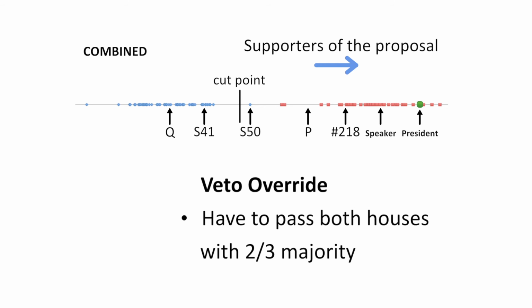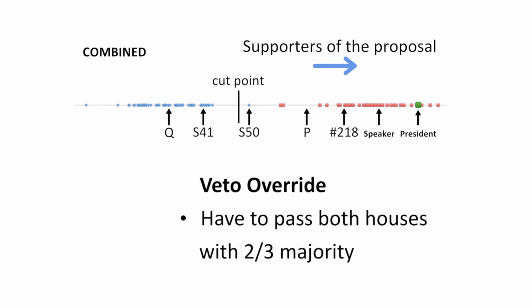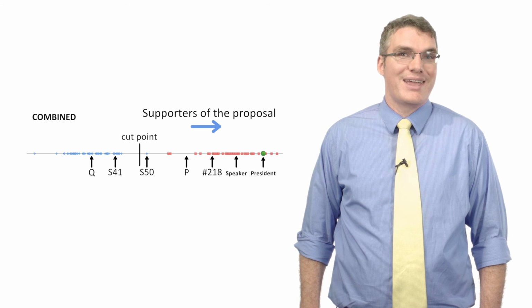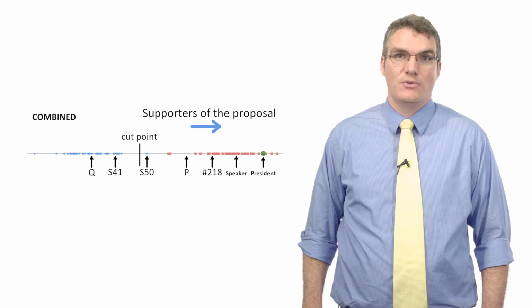That means you need 67 of the senators and 290 of the congressmen to vote in favor of the bill. Folks, this is really, really rare. It almost never happens. But what would it look like on the line? How could this happen? In the example we have so far, it won't happen because the President will vote for anything that the filibuster pivot votes for.